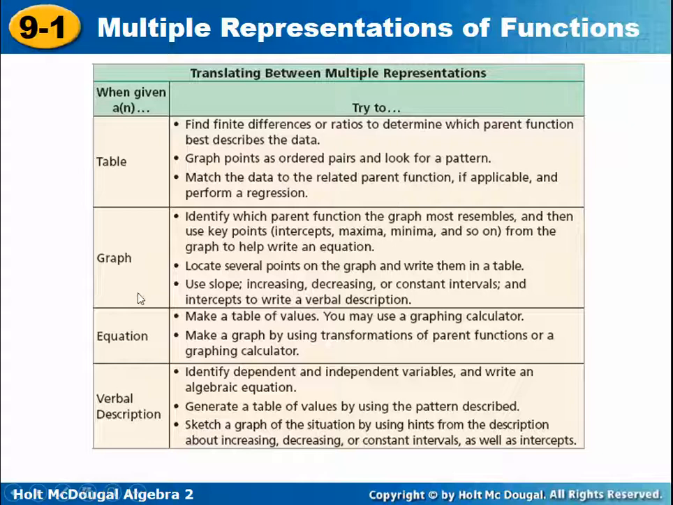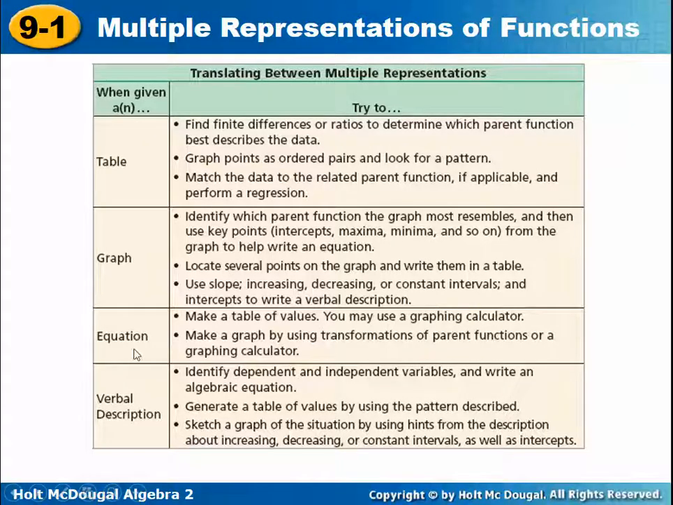If you are given a graph, look at the graph, of course, and tell whether it looks linear, quadratic, exponential, and so on. We can pick points off the graph and write them in a table and then interpret the table. You can also look for slope and see if it's increasing or decreasing, see if there are constant intervals and things like that to write a verbal description.